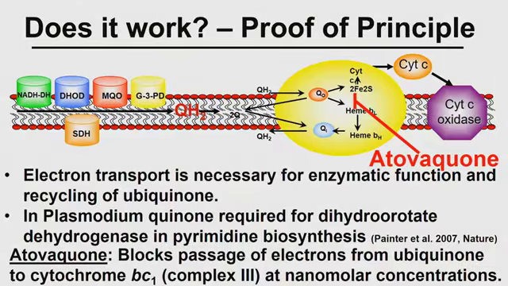So as a proof of principle, a number of years ago, we tested a well-established drug, atovaquone, which is known to be essential in Plasmodium for pyrimidine biosynthesis. This was shown a number of years ago by Akil Vaidya's group, and it essentially blocks the passage of electrons from ubiquinone to cytochrome bc1, and it's an extremely potent drug.